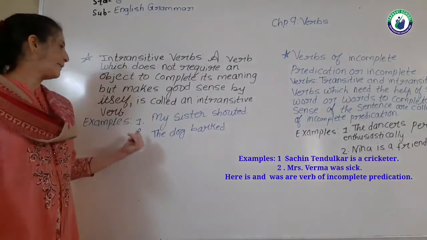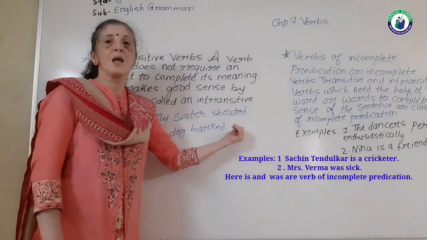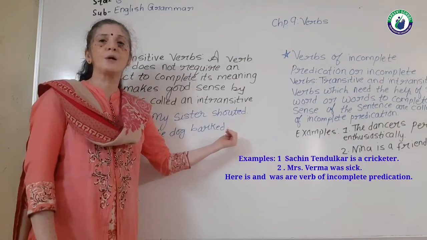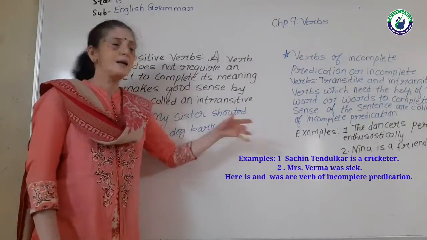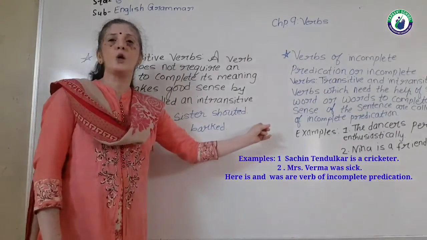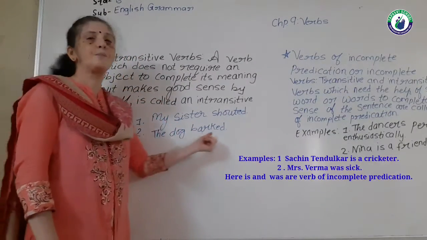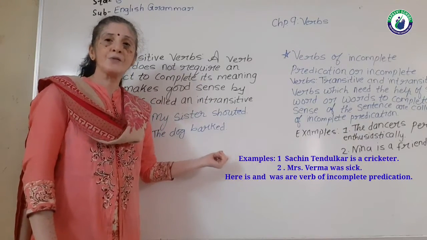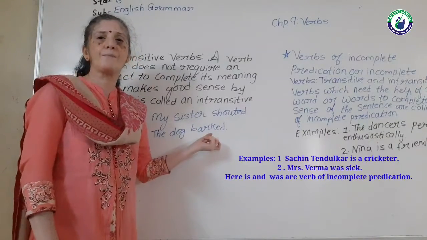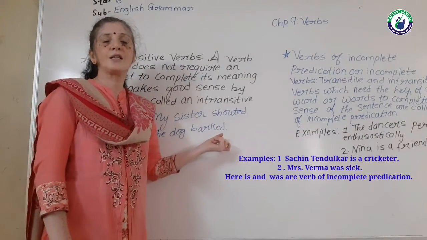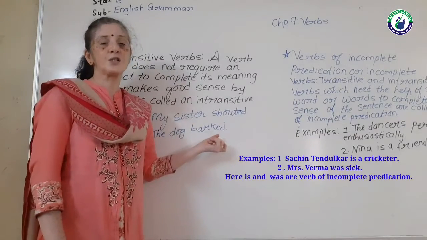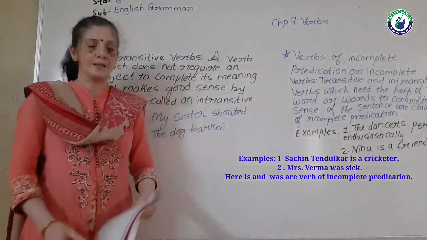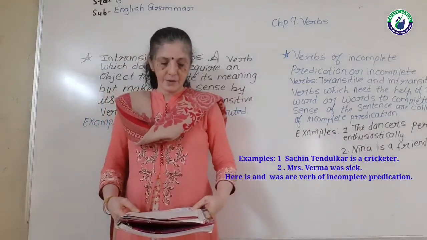See here, example, my sister shouted. Here, shouted is a verb and it is an intransitive verb because it itself gives a meaning. Here, it is not required to write any object. And the next one, the dog barked. Bark is a verb. It is intransitive because it itself gives some meaning, right? So the verb which itself gives some meaning and does not require any object to complete the meaning is called intransitive.